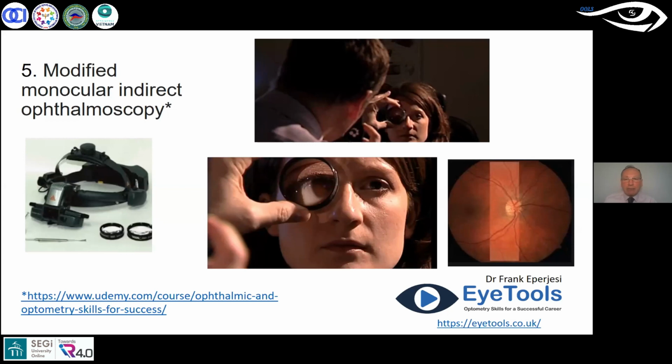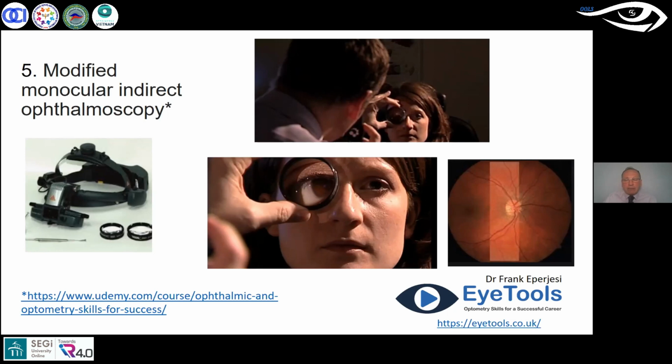Modified monocular indirect ophthalmoscopy. Now, this can work without a dilated pupil, but it works much, much better with a dilated pupil. So this is where I would be using tropicamide, usually tropicamide 1%. Now, there are head-mounted versions of this, which are very expensive and quite difficult to use, I think. What I'm talking about here with the modified monocular indirect is a direct ophthalmoscope and an indirect lens. So I'm holding the lens in front of the dilated pupil, and I'm looking at the image that lens creates. The lens creates an image between the practitioner and the lens, and I'm looking at that image with a direct ophthalmoscope, and I've got one here.